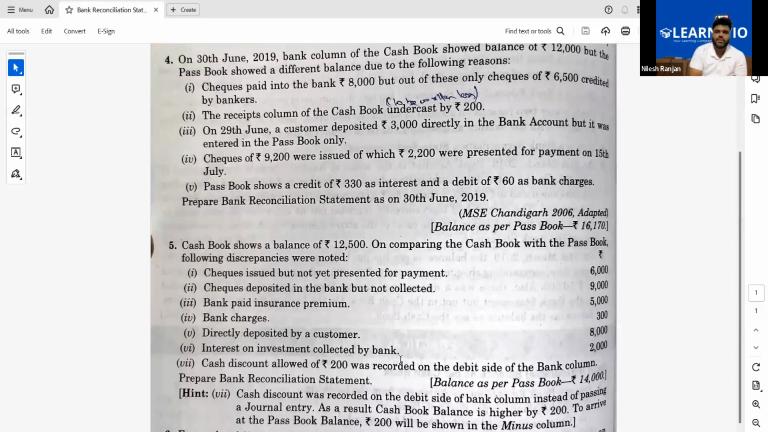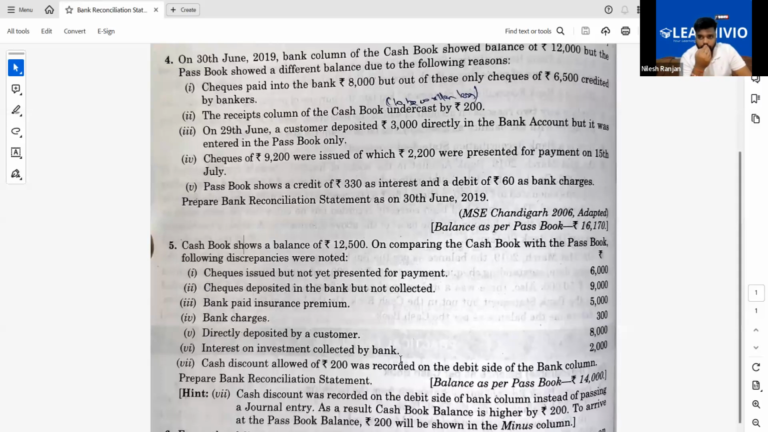I will tell you about question number 4. I'm explaining question number 4 because Kareen is solving question number 5. So after that, I will explain. Actually, there are 3 steps you have to follow. The first one, you have to see the impact of the transaction on which book, either cash book or passbook, either increasing or decreasing. This is the first step.